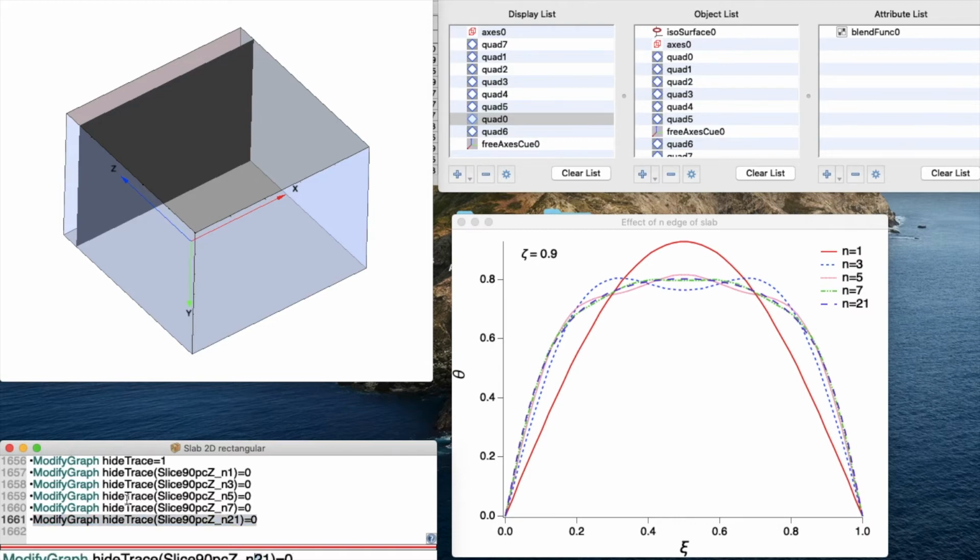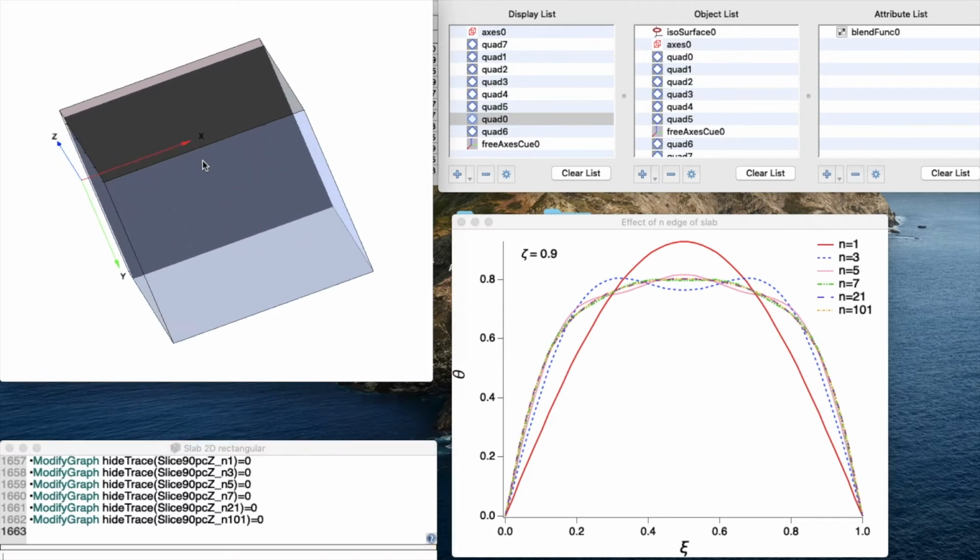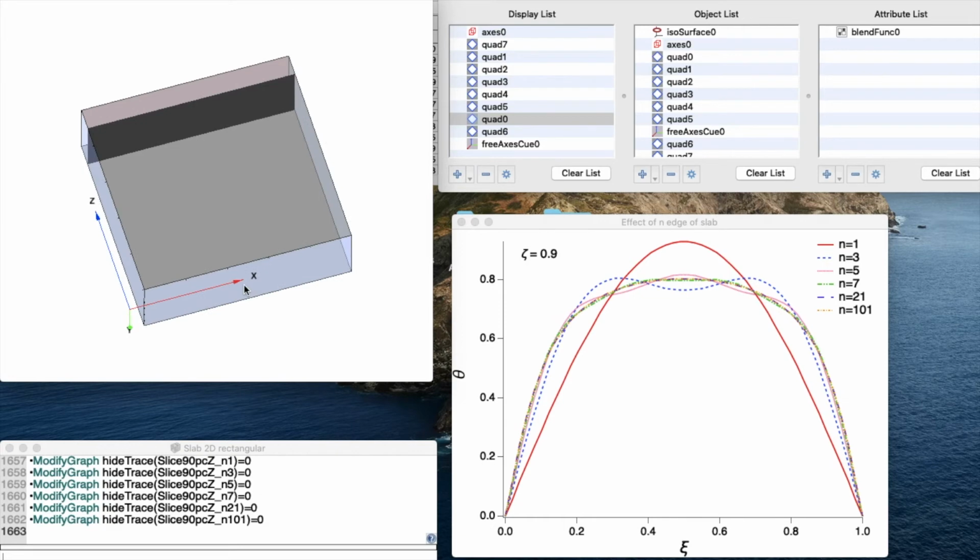I'm going to jump now, another jump straight up to 101 terms. And it's still changing. It would probably take maybe another 50 terms to get a solution that isn't changing rapidly. But we're starting to see this broadened shape of the curve that's going to be the true physical temperature profile at this position in space where we've taken a slice 90% of the way along the z-axis.